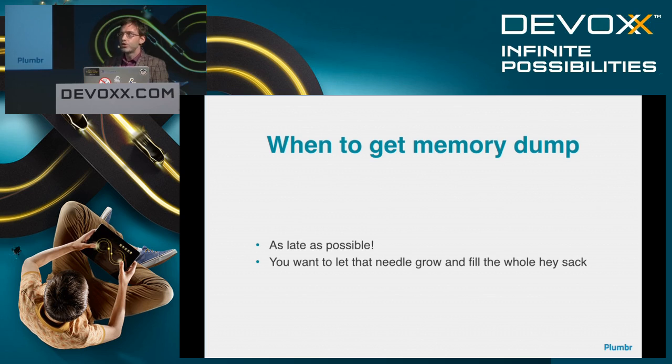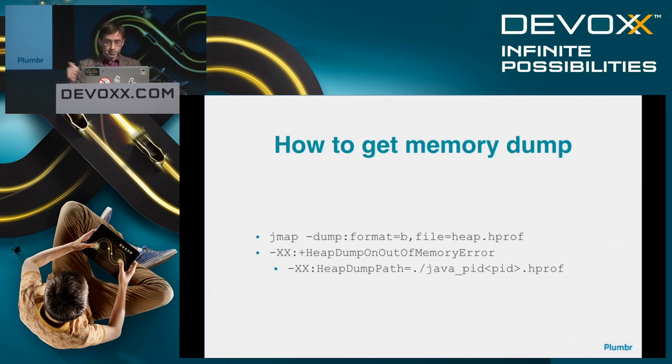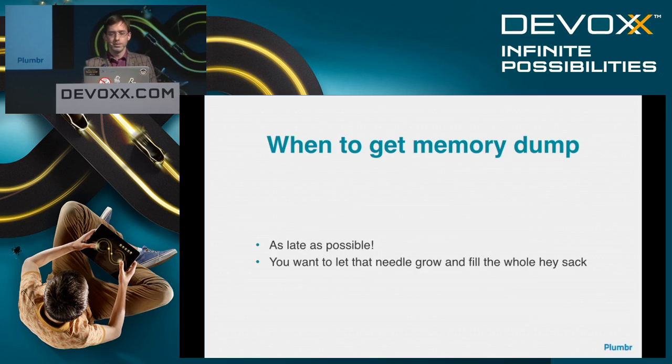No. When you hunt for memory leak, you need a memory dump as late as possible, when that memory leak in your application has grown enough to be easily spotted in that heap. And that's why heap dump on out of memory is the best time to take a heap dump, because that's the time when your heap is the biggest. So it should always be on.